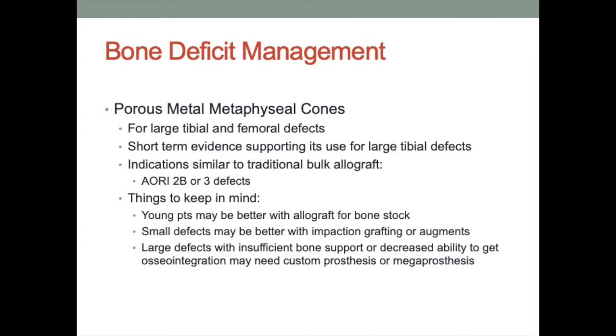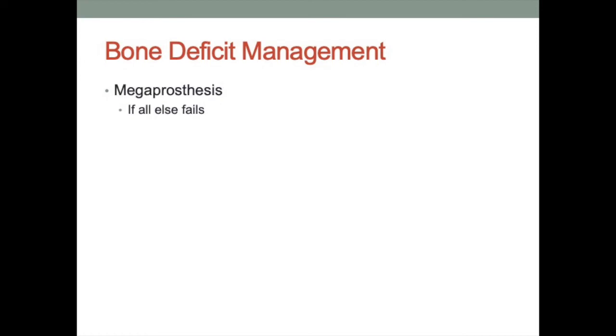Other things to keep in mind is, again, young patients may do better with allograft to preserve bone stock. Small defects may be better suited with impaction grafting or augments instead of this, rather than clearing more bone to make one of these fit. And large defects with insufficient bone support or decreased ability to get osseointegration may need a custom prosthesis or megaprosthesis rather than one of these. Finally, if all else fails, mega endoprosthetic.